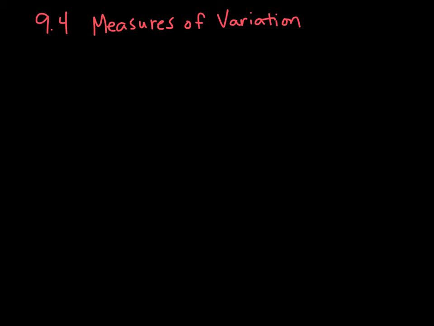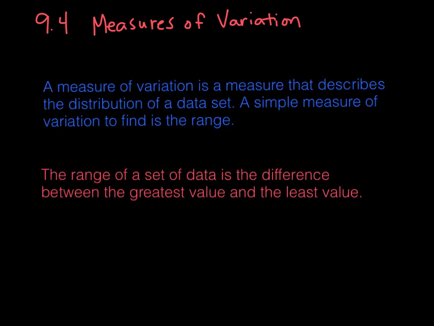9.4, measure of variation. All right, to start this off, we'll talk about what measure of variation is. The measure of variation is a measure that describes the distribution of a set of data. A simple measure of variation defined is the range. So what is the range?